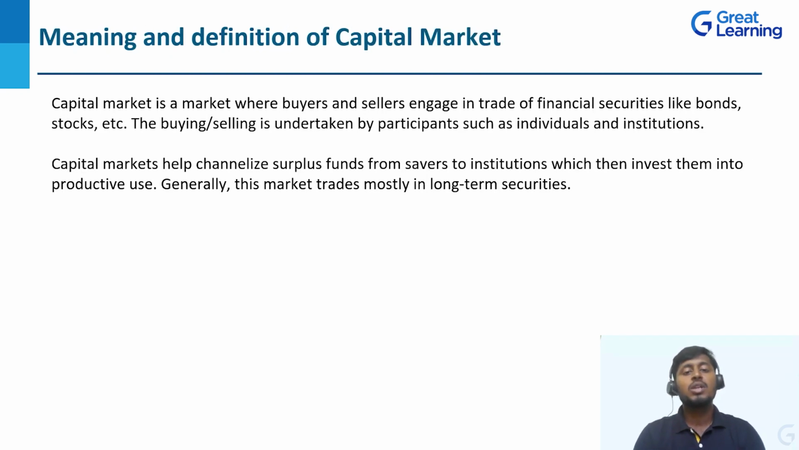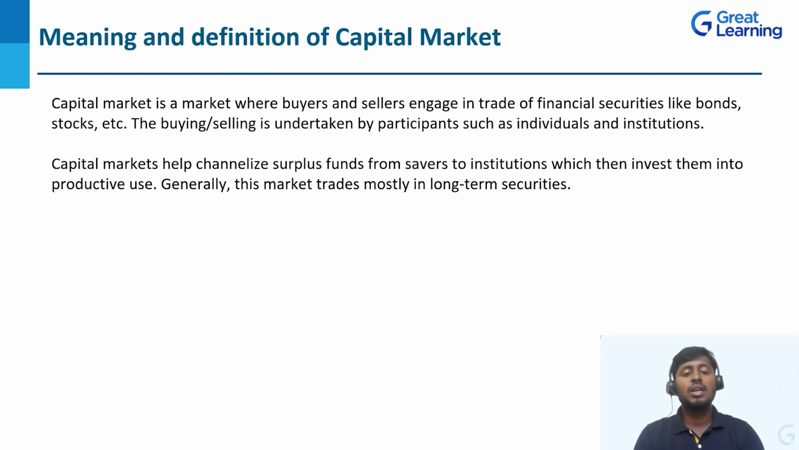Next we'll see the meaning and definition of capital market. Capital market is a market where buyers and sellers engage in trade of financial securities like bonds, stock, etc. This is the place where the buyers and sellers, that is the company and the investors, engage in trading. Trading is nothing but buying and selling of securities. What are the different securities? Those are your financial securities, like bonds, stocks, equity shares, preference shares, debentures, etc.